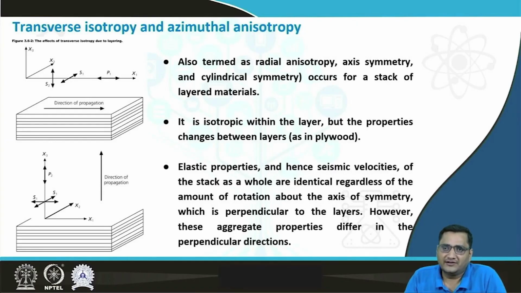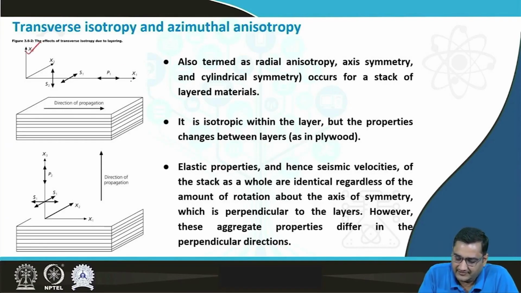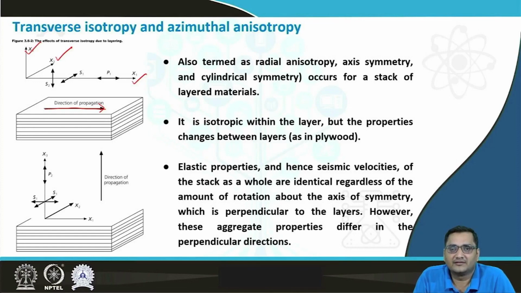The elastic properties, and hence the seismic velocities, of the stack as a whole are identical regardless of the amount of rotation about the axis of symmetry, which is perpendicular to the layers. However, these aggregate properties differ in the perpendicular direction. You can see that there are two directions of propagation. This is your x3 axis, this is the x1 axis, and this is the x2 axis. If the wave is traveling in this direction, then it will have the same velocities in this direction.